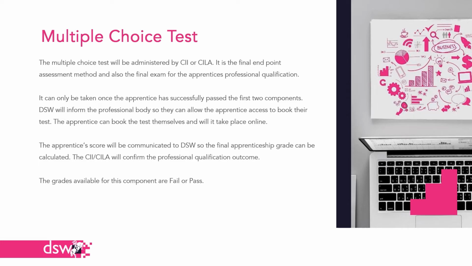This will give DSW permission to inform the professional body that the apprentice has completed the required assessments and is ready to book their multiple choice test. It will also give the professional body permission to communicate the apprentice's results to DSW so their overall grade can be calculated. The consent form is available to download from EPA Pro.